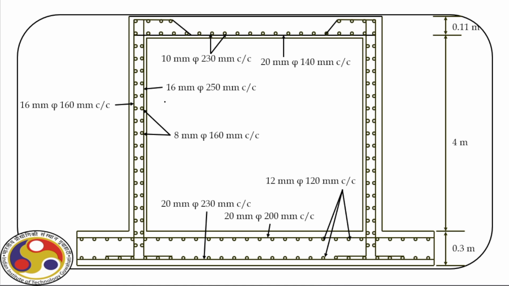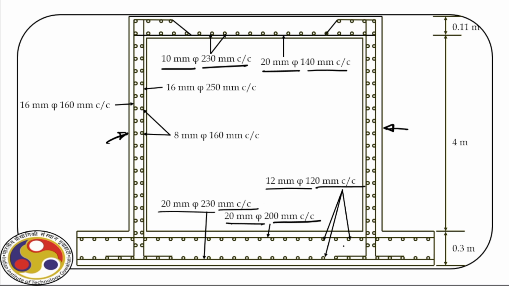So in the plan we have studied. Now this is the cross section. We have the walls, side walls here with the details of reinforcement. We have the roof slab where we have 10 phi bar at the rate 230 center to center. And in the other direction, we have 25 bar at the rate 140 center to center. Similarly, for the base slab, we have the steel in one direction 25 at the rate 200 center to center. In the other direction, we have 25 at the rate 230 center to center. Then along the longer side, we have 12 phi at the rate 120 center to center.